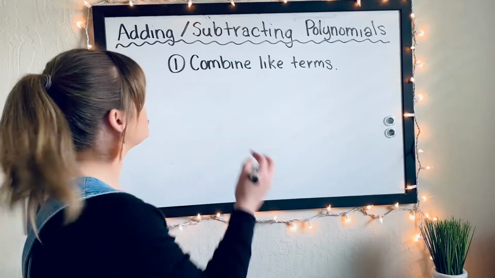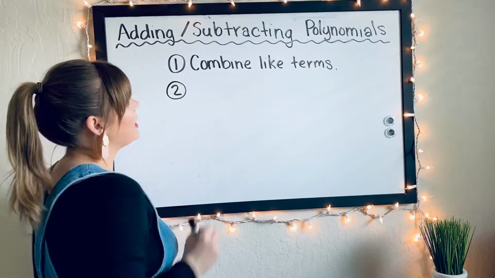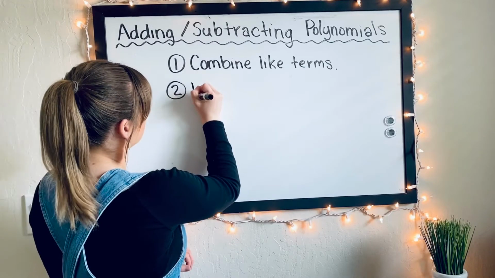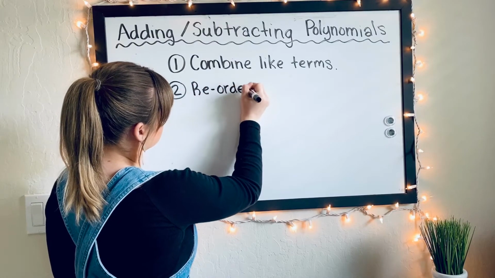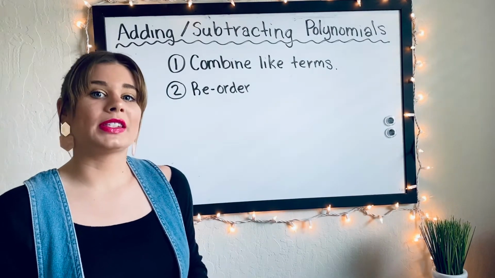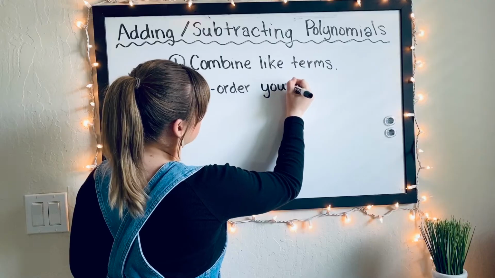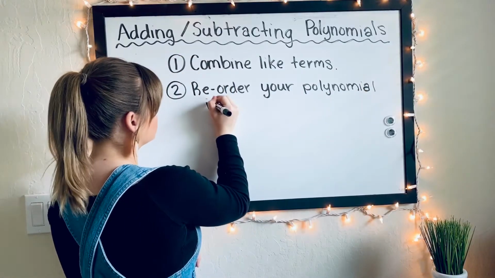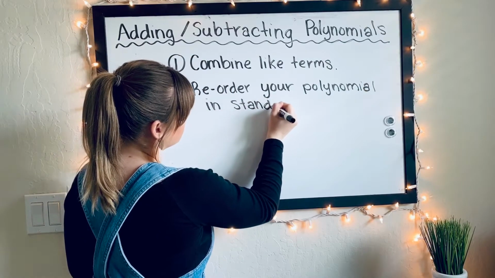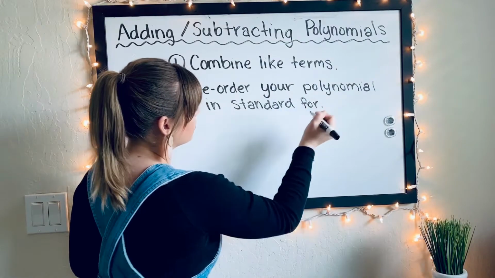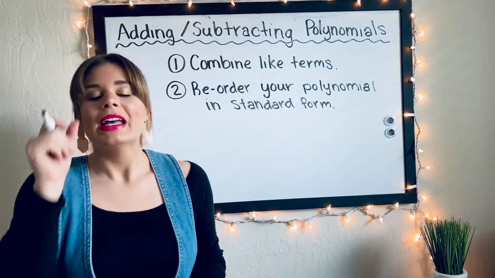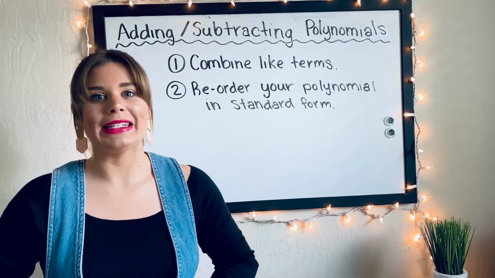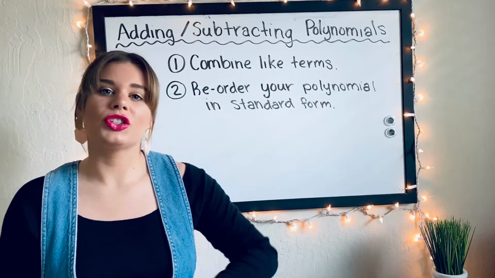The second thing that you need to do is, once you've combined all your terms, you need to reorder your polynomial in what we call standard form. Okay, so what standard form is, if I have a polynomial, I write my terms in descending order from the highest degree to the lowest degree.